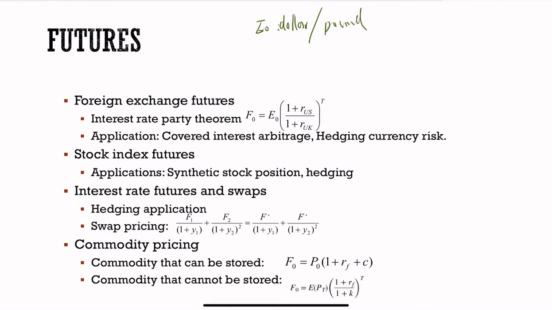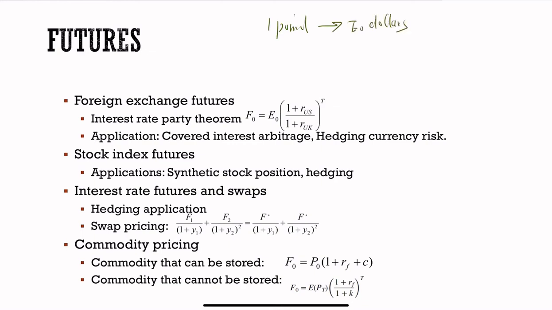And you can see here that to understand the interest rate parity theorem, it's actually pretty easy. You can use the following argument. So let's say if I have 1 pound, right? If I have 1 pound, then I can exchange it into E0 dollars.